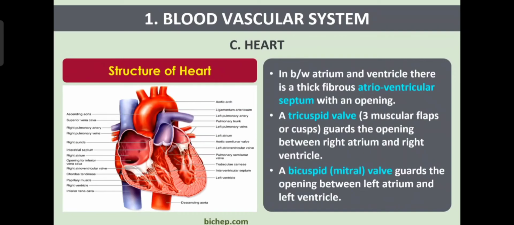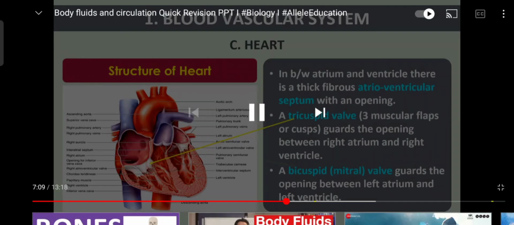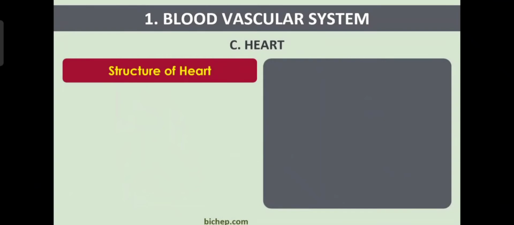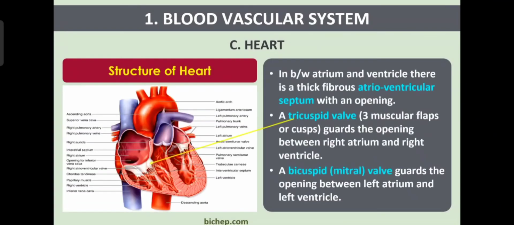This valve guards the opening between the left atrium and the left ventricle. On the left side, the bicuspid valve is present. Two flaps are present, so it is bicuspid. And on the right side, the tricuspid valve is present, with three flap-like structures. So these are the two openings which connect the auricle with the ventricle: the tricuspid valve and the bicuspid valve. You can see the tricuspid valve and the bicuspid valve.